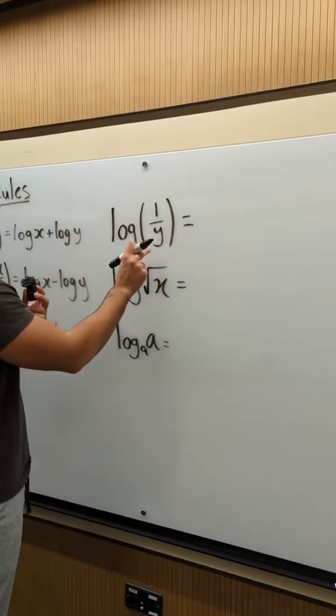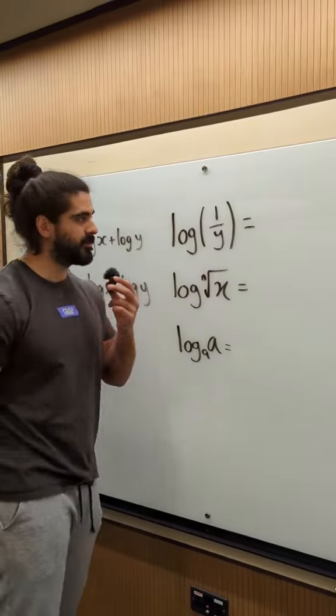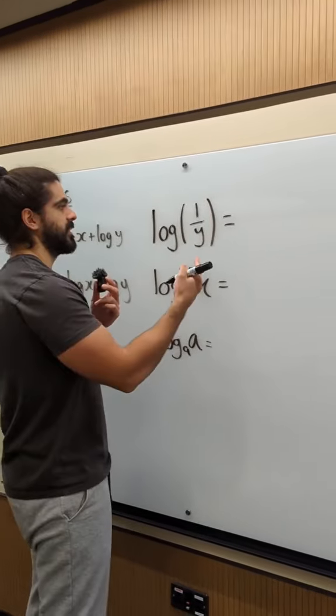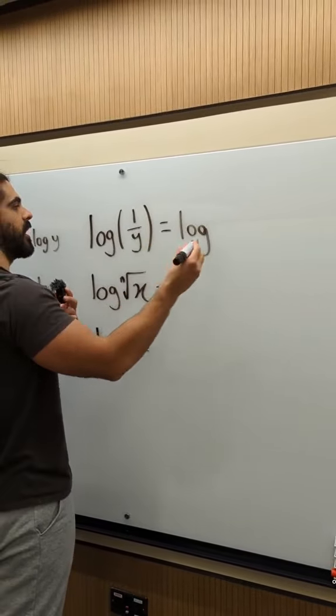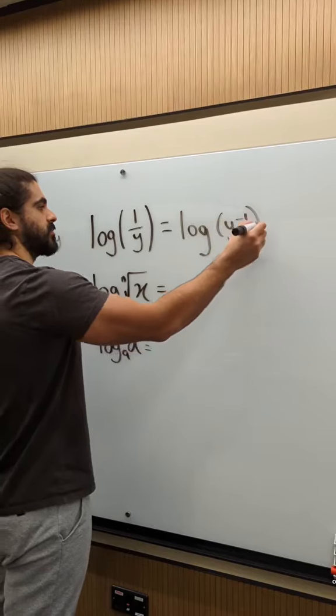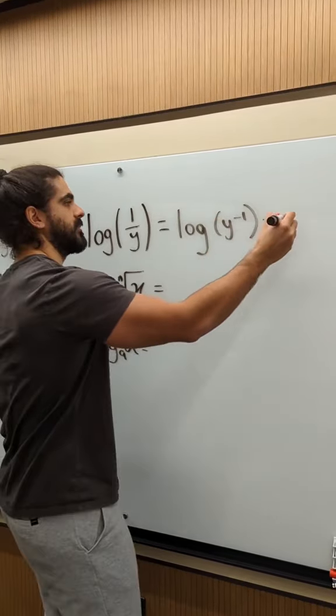Here, this is a really important one. We see this a lot in year 13 when we do our integration. Now, just to show you some intermediate steps, 1 over y you can rewrite as y to the power of minus 1. Then the minus 1 comes down.